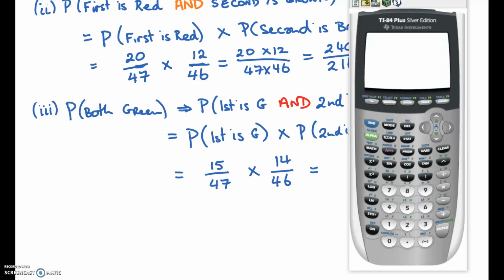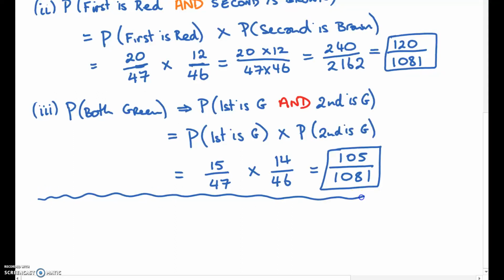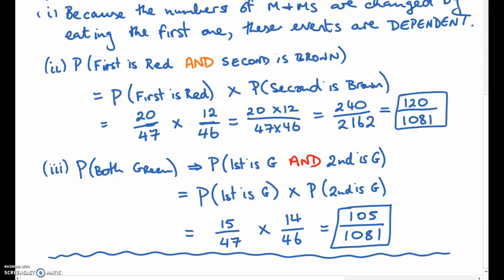Okay, I'm sorry for the interruption, but here we are. We have 15 divided by 47, multiplied by 14 divided by 46, which gives you that horrible number, but you can turn it into a fraction by doing math, enter, enter again, and 105 over 1081. So the probability of eating two greens is 105 over 1081. Okay, so that is how you work out probability when the first event changes the second one.